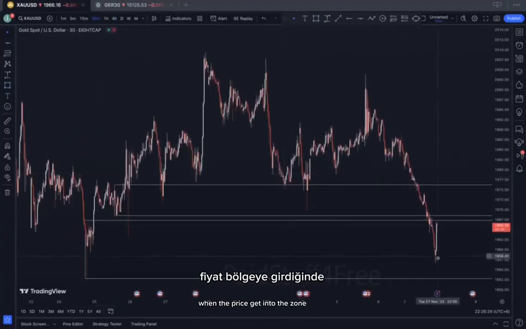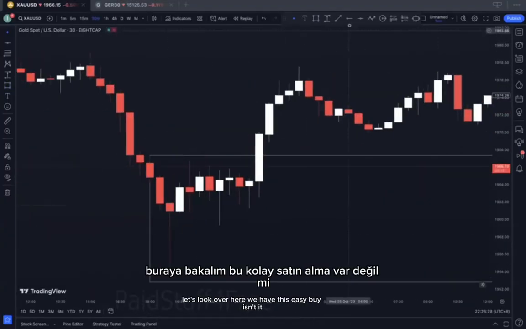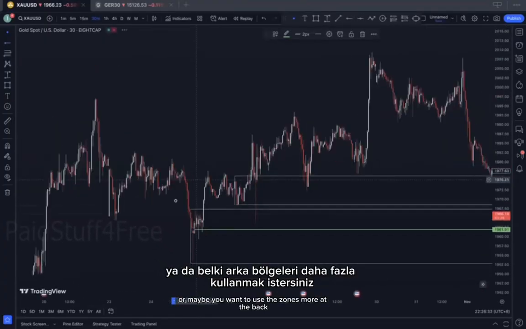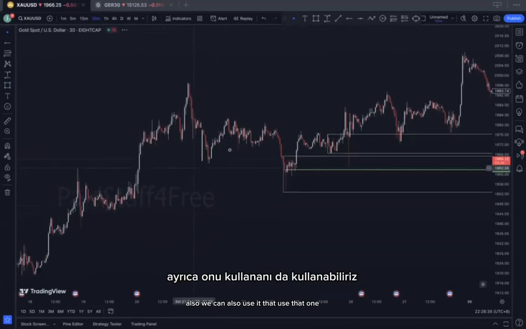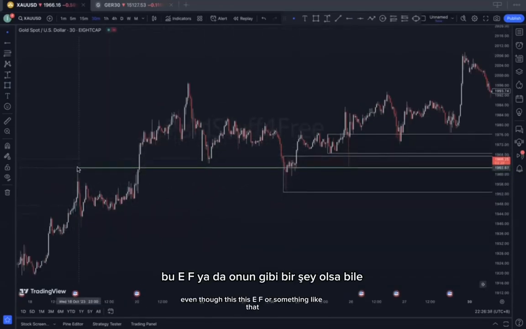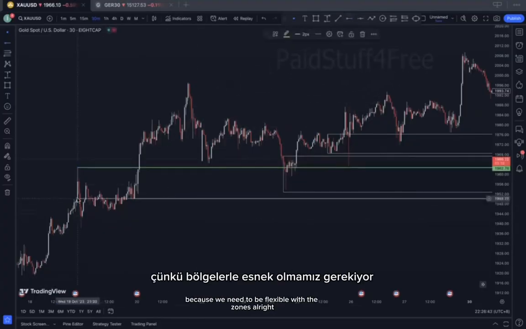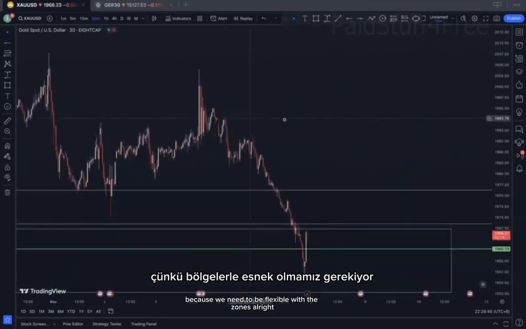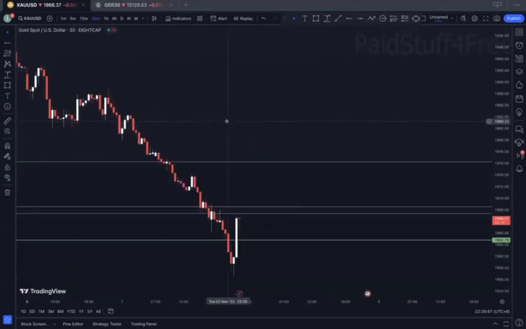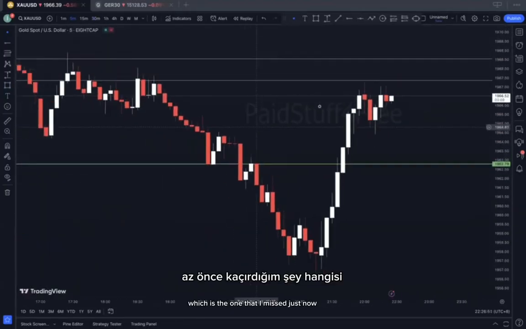When the price gets into the zone, of course, the first entry comes first, right? So let's look over here. We have this EG buy, isn't it? Or maybe you want to use the zones more at the back. Yeah, we can also use that one, even this EF or something like that, because we need to be flexible with the zones. When the price gets into the zones, look over here, M5 easy buy, which is the one that I missed just now.